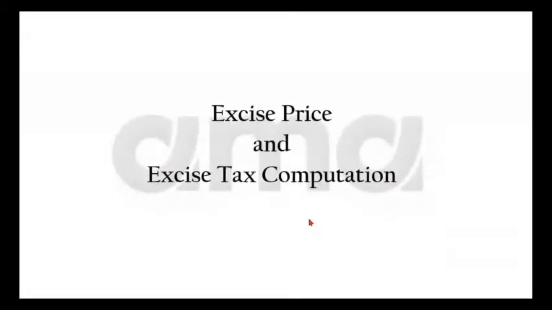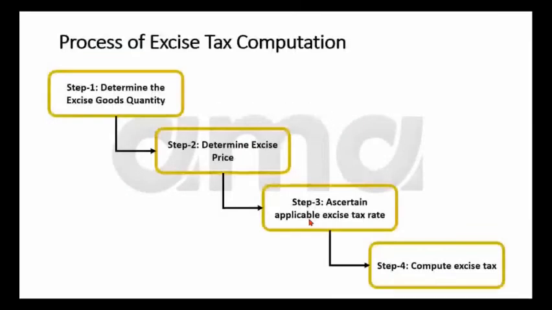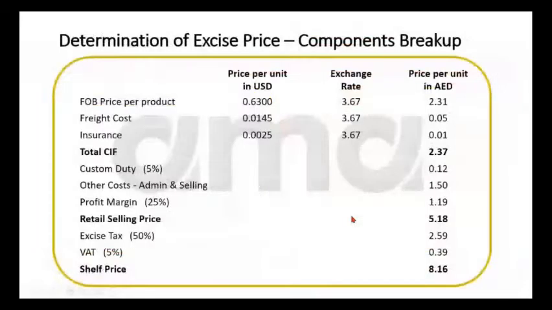Okay, now the tax prices and the excise tax computation, etc. See, the process of excise tax computation is a four-step process. First, you determine the excise goods quantity. Compute the excise tax. So I have just sequentially developed the slides which are coming ahead. Determine the quantity, price, tax rate, and finally the tax amount.